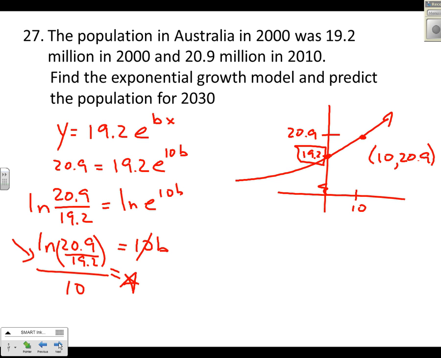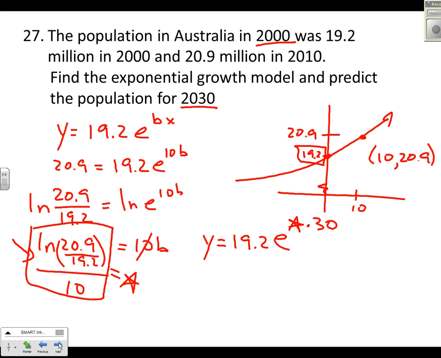And so now to find what we would have in 2030, that is 30 years after we start. So our amount after 30 years would equal our initial amount times e to the b, which is this, rounded to star, times x. The x in that case would be 30. So substituting this value in here for star, this is straight calculator.